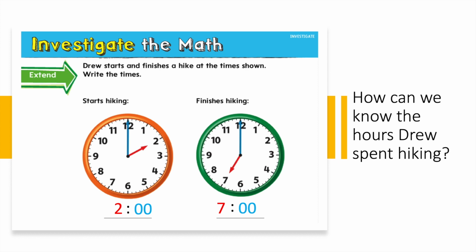Now, we want to know the hours Drew spent hiking. So how can we know the hours Drew spent hiking? We know that he started at 2 o'clock and we know that he finished at 7 o'clock. So what we can do is we can count from 2 to 7. So we would start at 2 o'clock and then we would go 3 o'clock, 4 o'clock, 5 o'clock, 6 o'clock, and 7 o'clock, and we would stop.